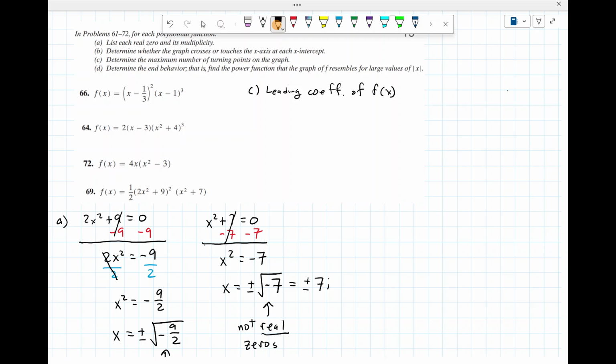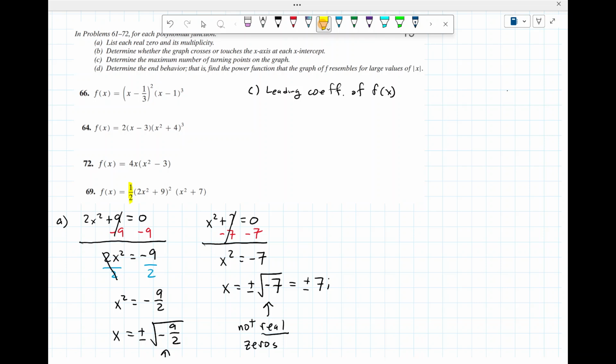The way I find the leading coefficient, because we don't need everything, we just need the leading coefficient, is this: for every factor, I multiply the leading coefficient of that factor. And if there is an exponent on that factor, I raise that leading coefficient of that factor to that power. So that'll be best explained by doing this example.